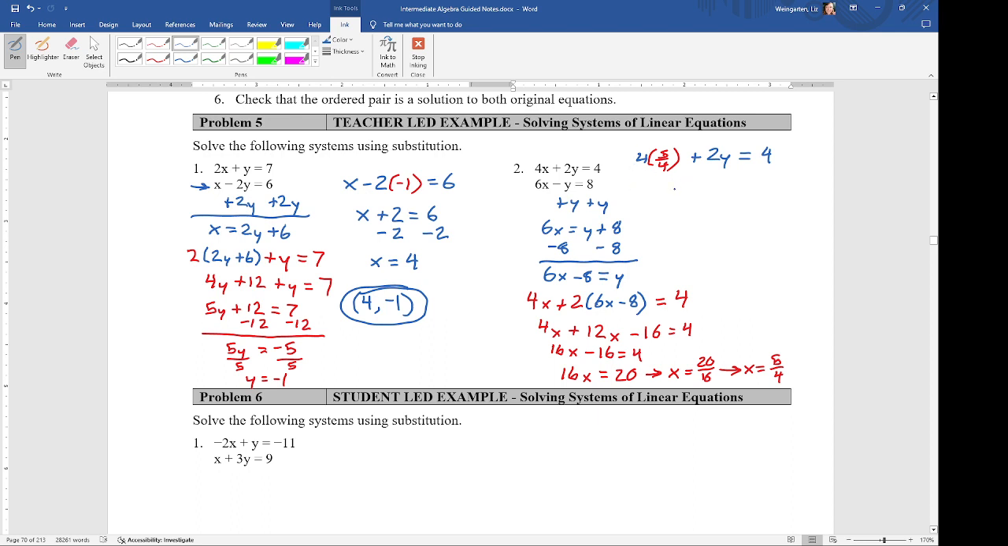We end up with 5 plus 2y equals 4. Subtract 5 from both sides. 2y equals -1 and y equals -1/2. So our solution is going to be 5/4, -1/2.